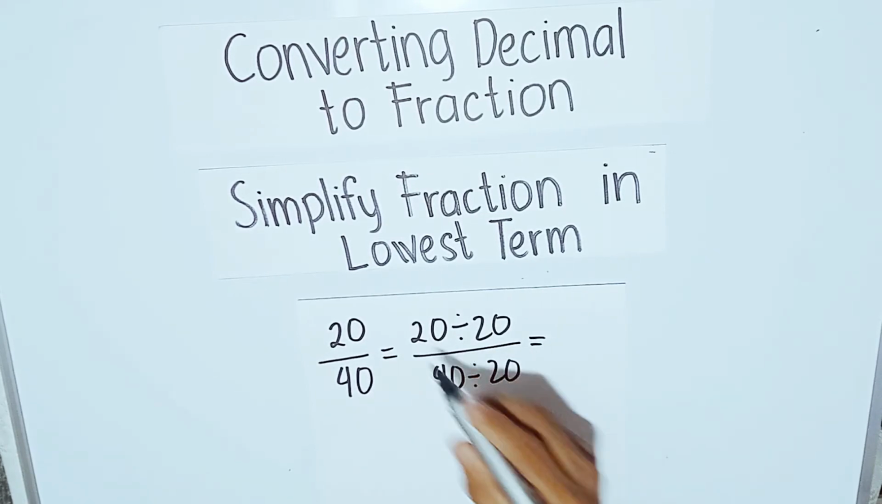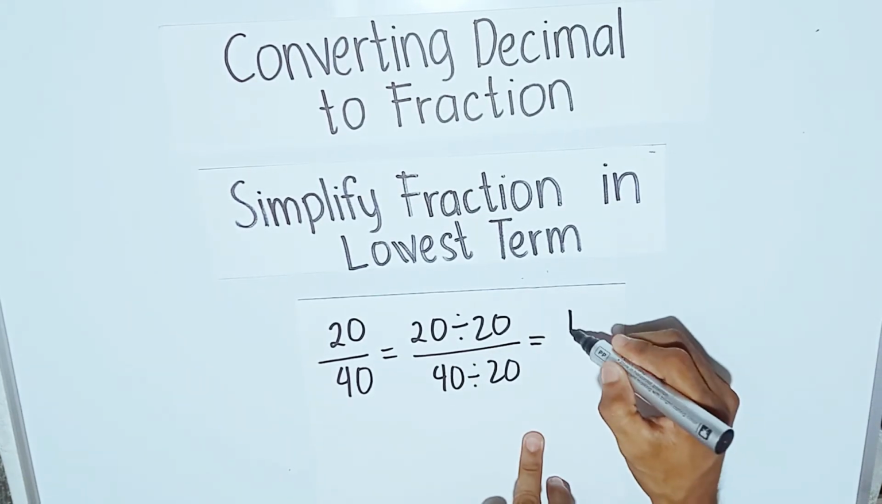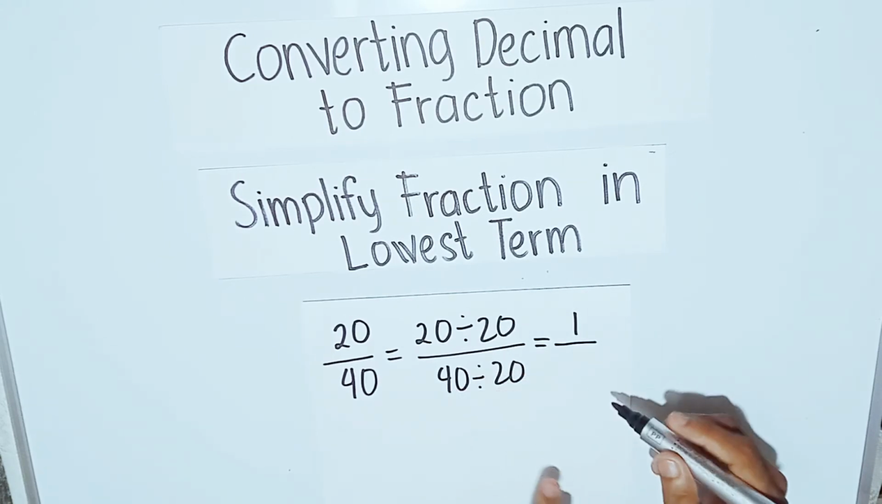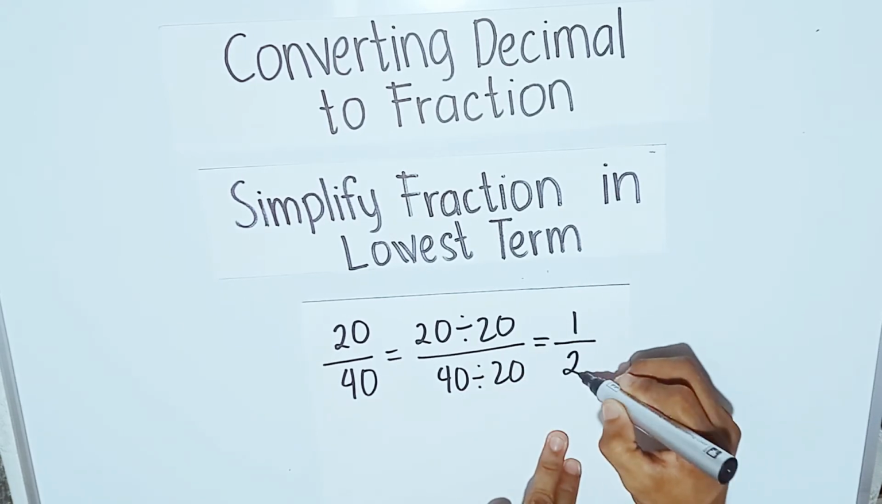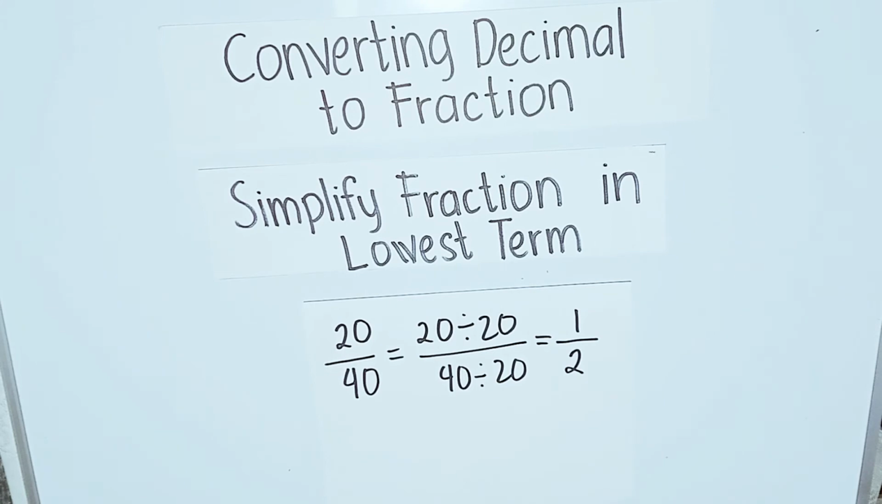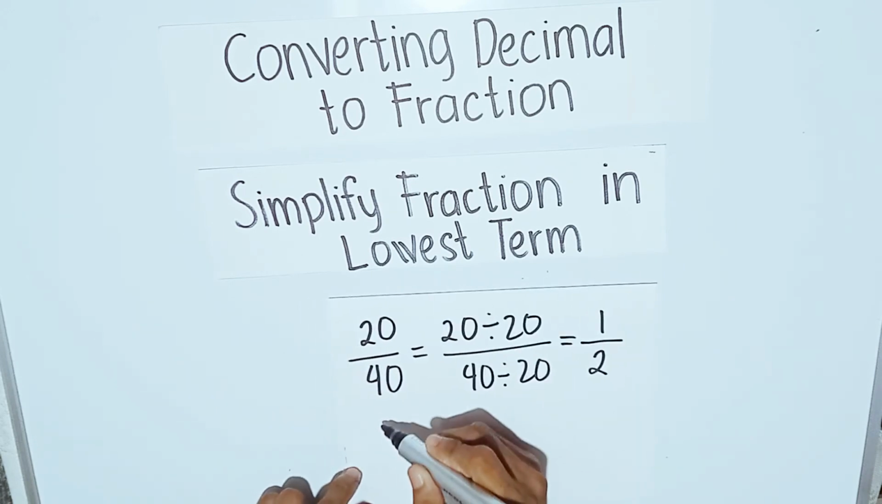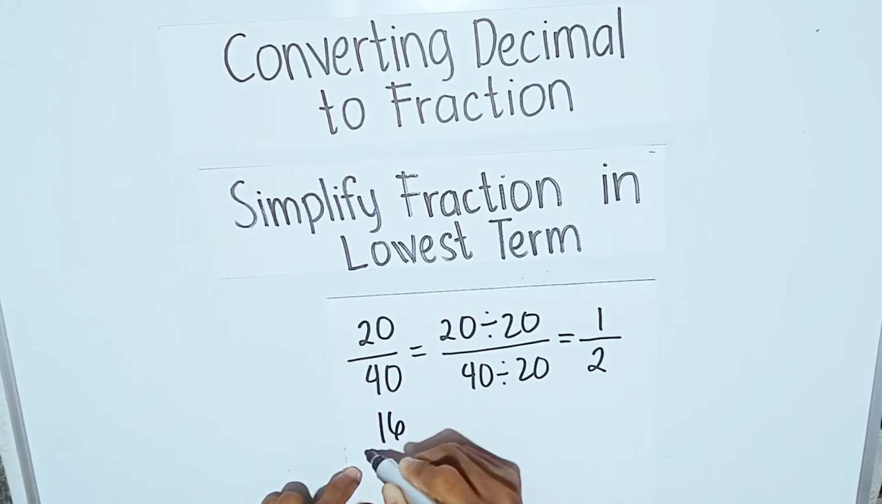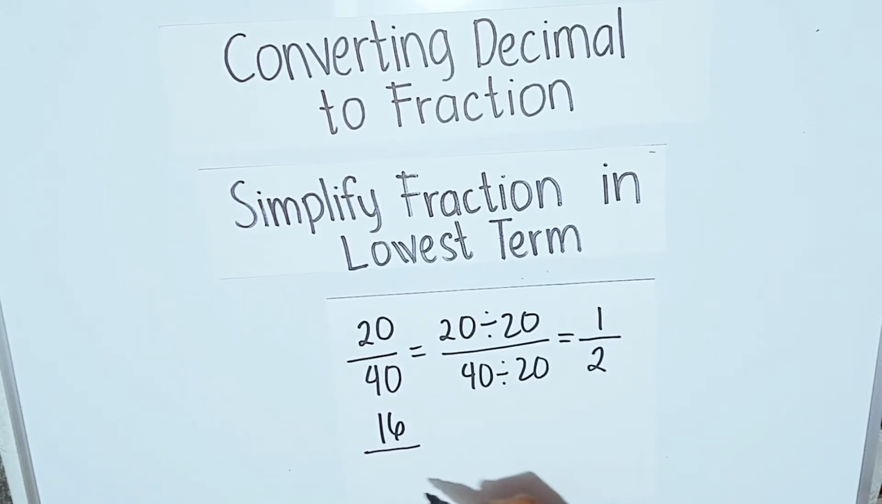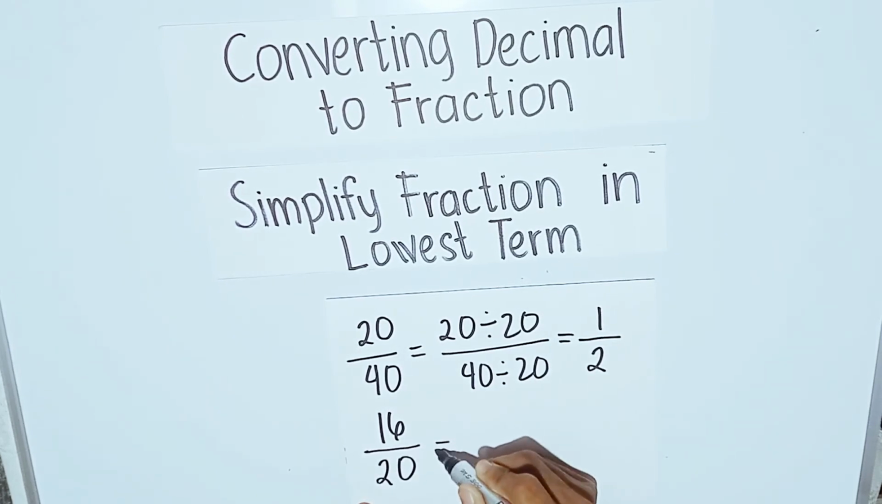So therefore, 20 divided by 20, we have 1. And then 40 divided by 20, we have 2. So therefore, our simplified or lowest term of this fraction, 20 over 40, is 1/2. Next, we have 16 over 20. How about 16 over 20?